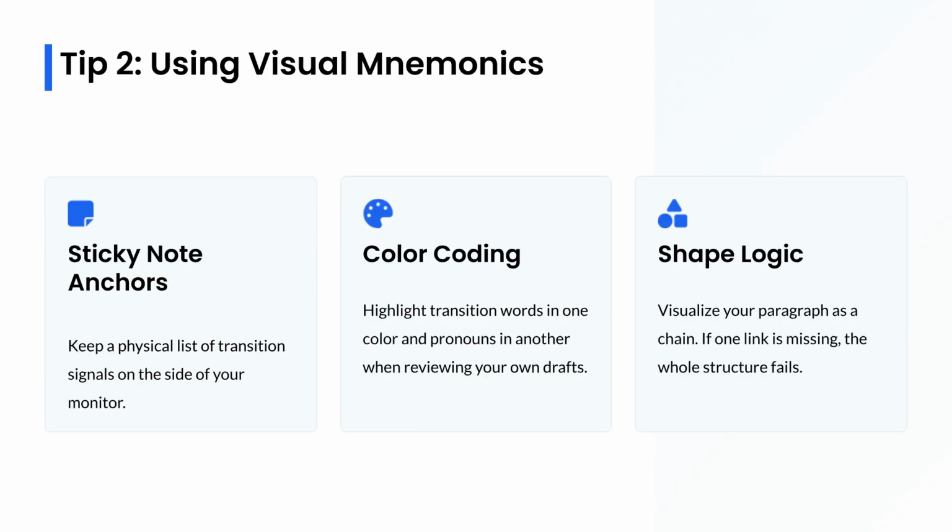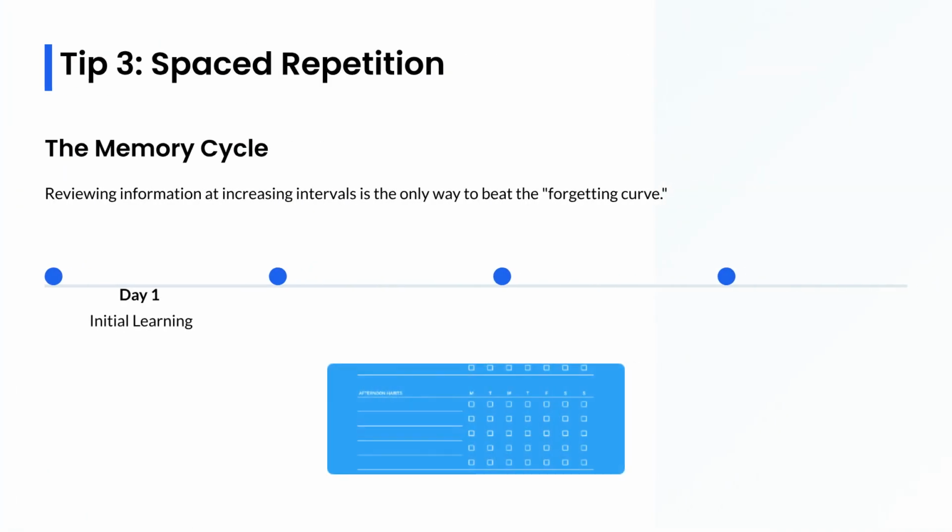Tip 2 involves visual mnemonics. Use sticky notes for transition signals, color code transitions, and pronouns in drafts, and visualize your paragraph as a connected logical chain. Tip 3 is spaced repetition. To fight the forgetting curve, review information at increasing intervals. Day 1, Day 3, Day 10, and Day 30 to transition knowledge into permanent memory.